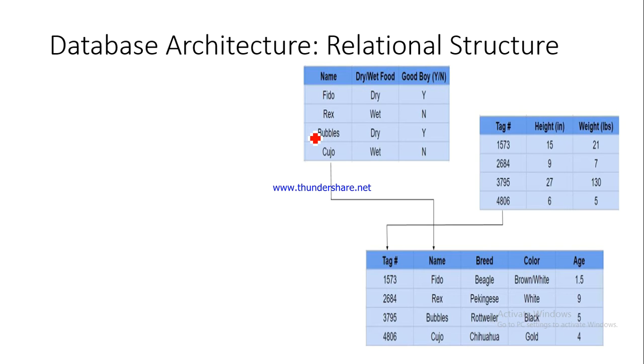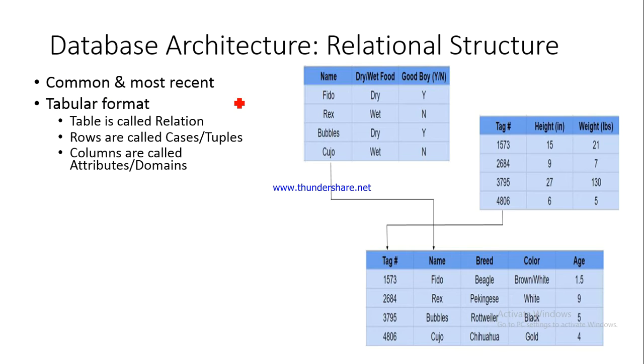So let us understand how this database has been structured. Fine. So you understand that relational structure is the database architecture which is the most recent as well as the most common, because it is very easy to use. Now the database is basically arranged in tabular format, in the form of tables. Now these three tables are there, and tables are called relations. So basically we have got three different relations.